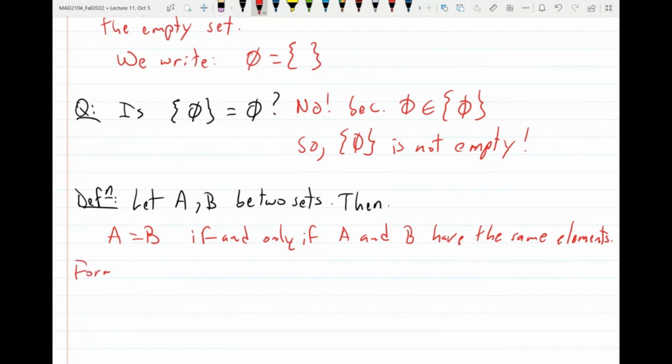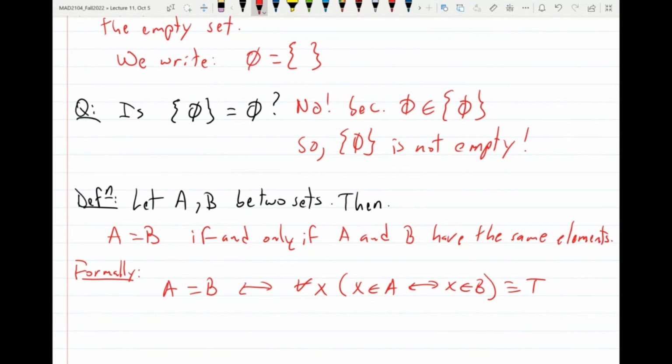So formally, what I just said here is this: A is equal to B if and only if for all x, x is in A if and only if x is in B. If this statement is true. Okay? In other words, A is equal to B means that this statement must be true.